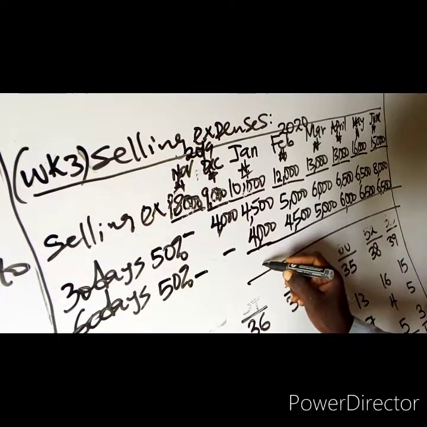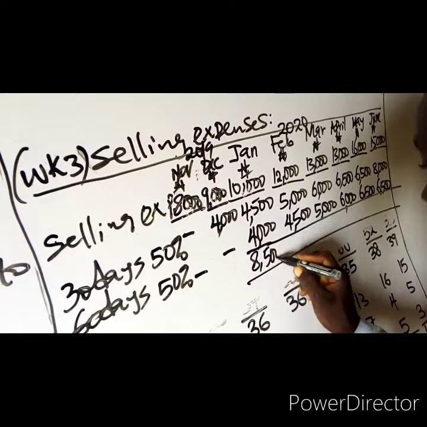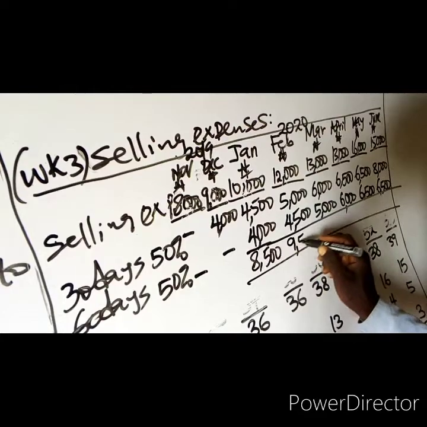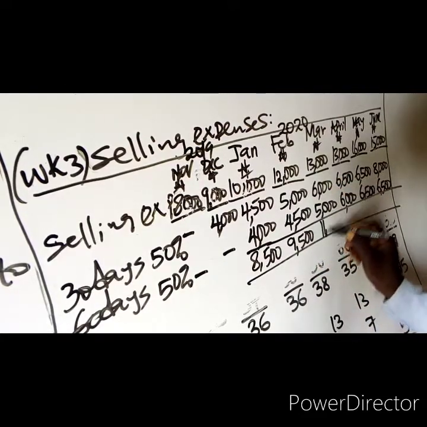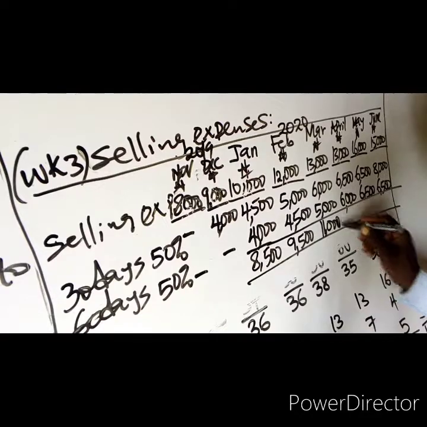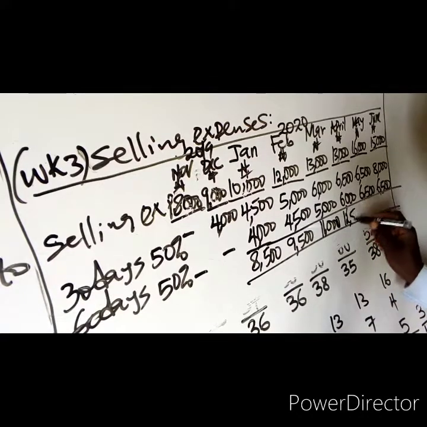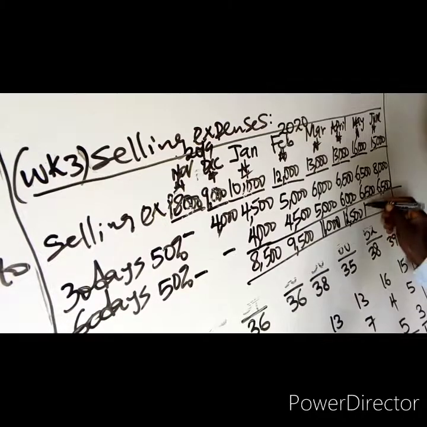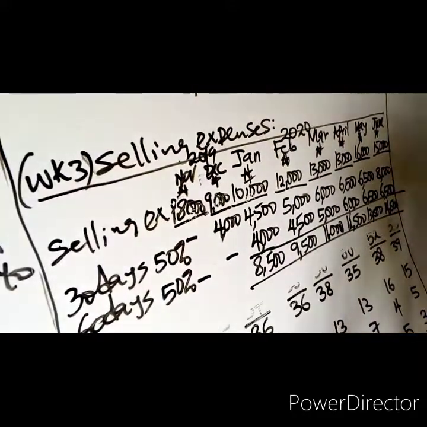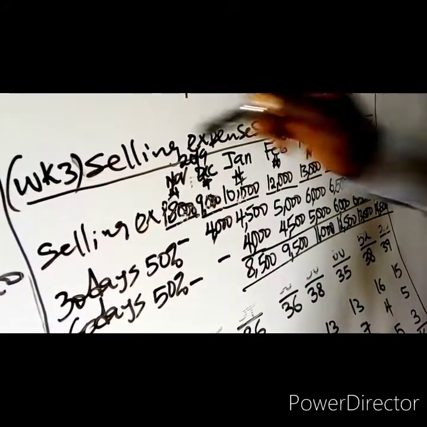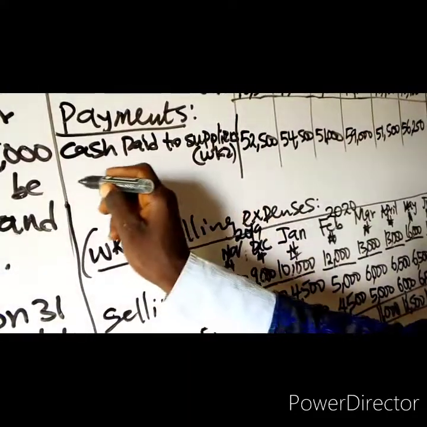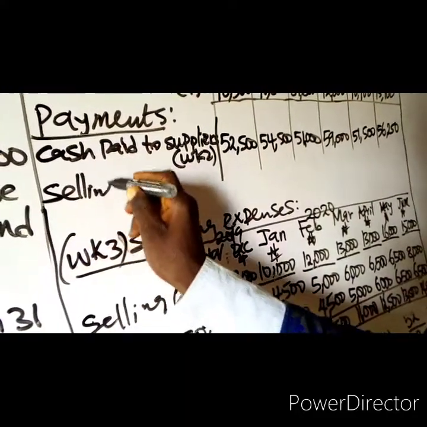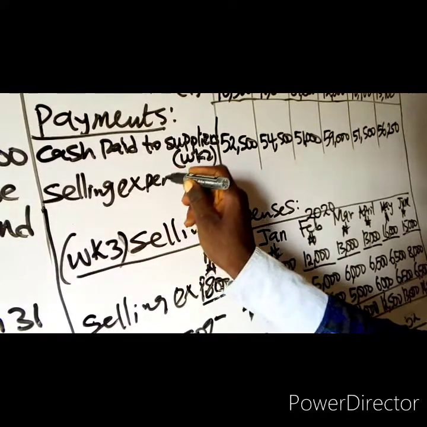Now for January we have 8,500. For February we have 9,500. Then this is 11,000. This is 12,500. This is 13,000. And this will be 14,500. That is the amount that will be expensed in our cash budget. Now we have selling expenses. That is from working three.